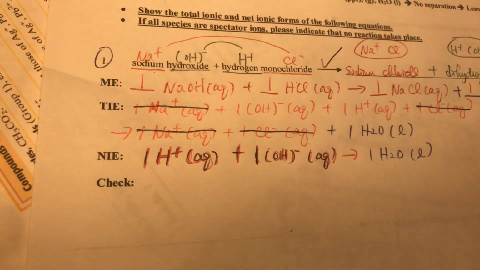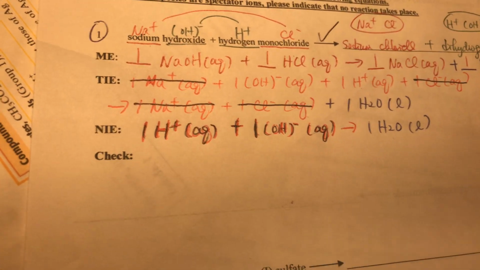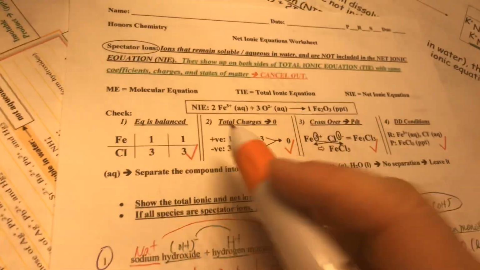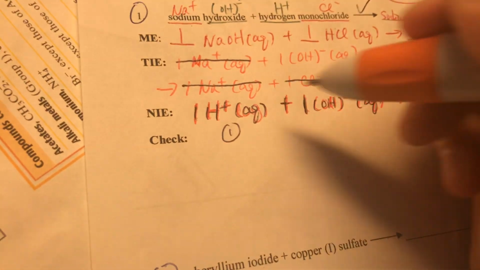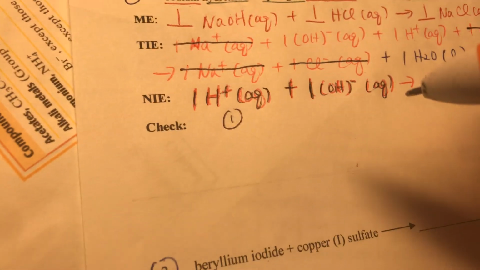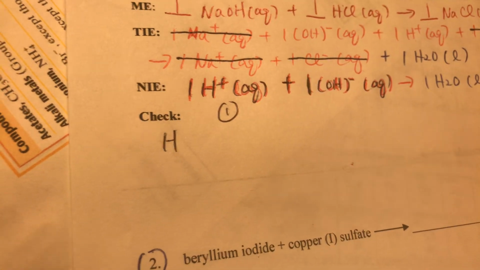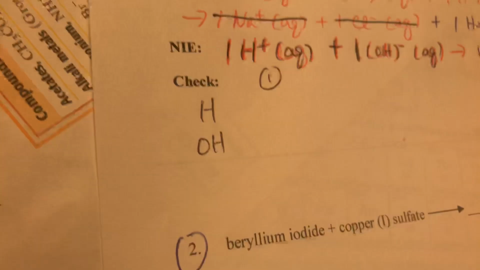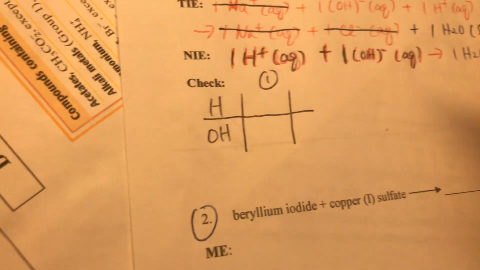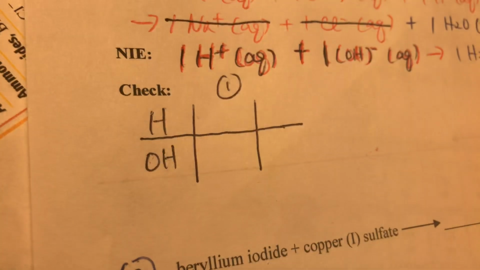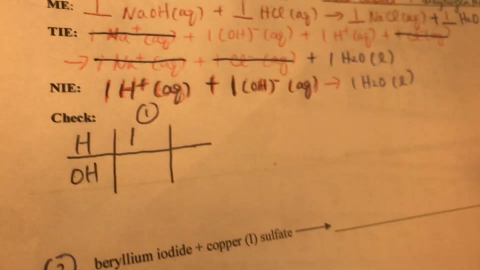All right, now we're going to check 4 things. Here, checking, I'm going to use black pen. The first thing is number 1: I'm going to write down the atoms. I have H and I have OH. Well, how many H on the left-hand side? I have 1. And how many on the right-hand side?